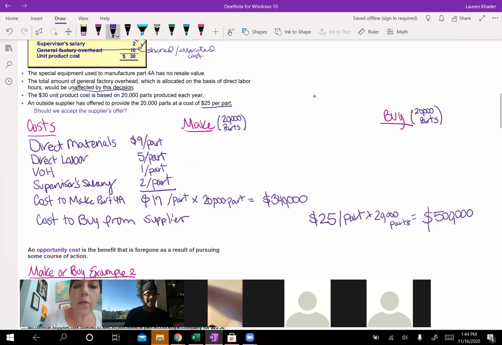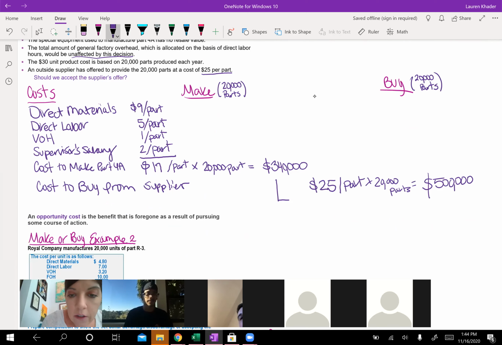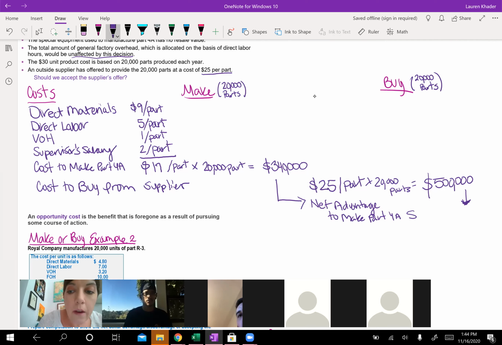So when you're figuring out the answer, you would say the net advantage to make part 4A is the difference between the $500,000 cost and the $340,000 to make, which would be $160,000.